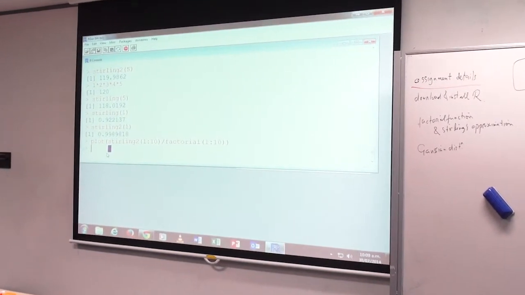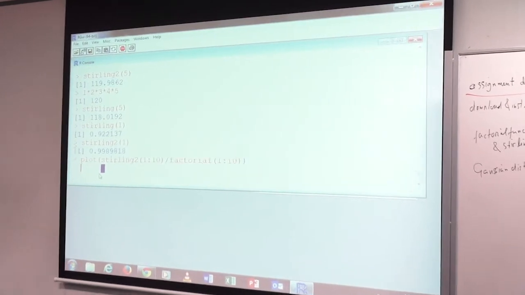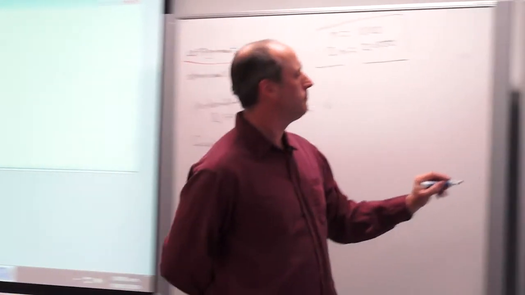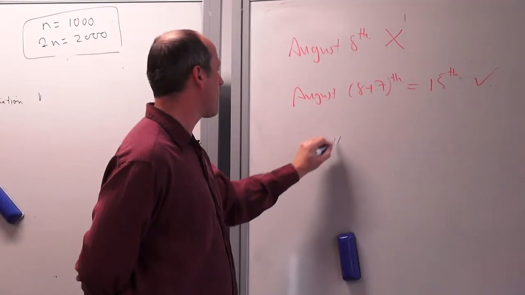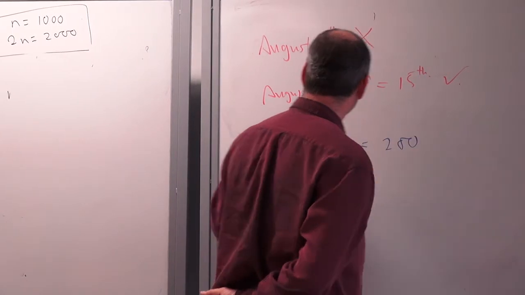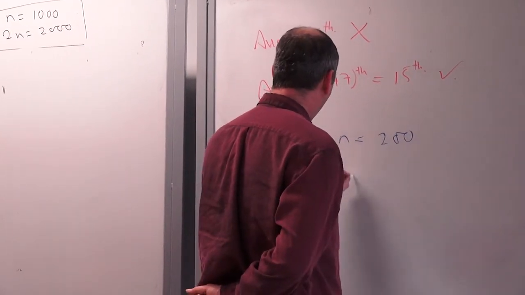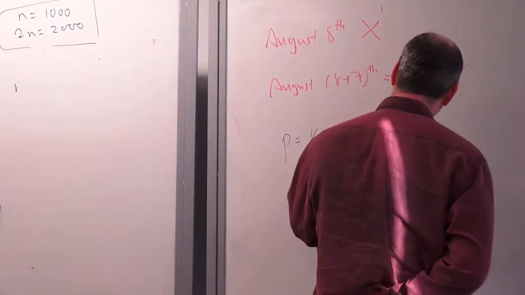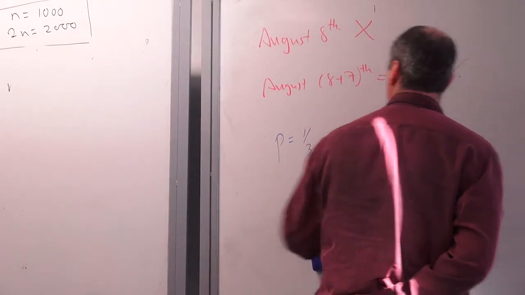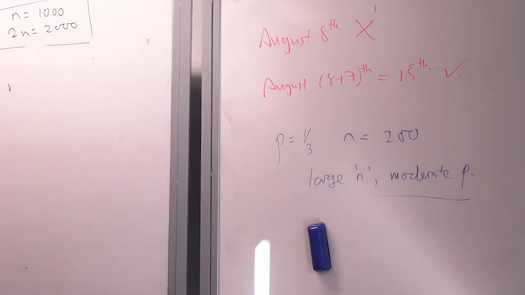And what I'm going to do is consider p equals, let's say, 1/3, and n equals, let's say, 200. So I'm going to consider large n and moderate p, and we'll see what happens to it. You'll be familiar with this from 715184, but it doesn't hurt to go through it again.